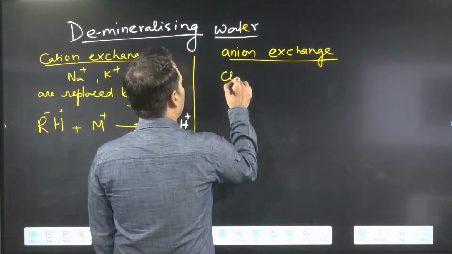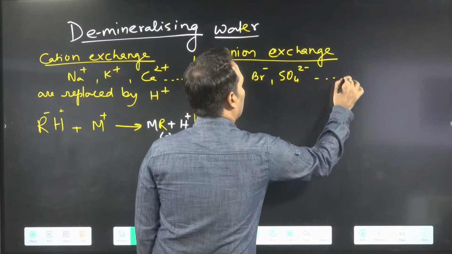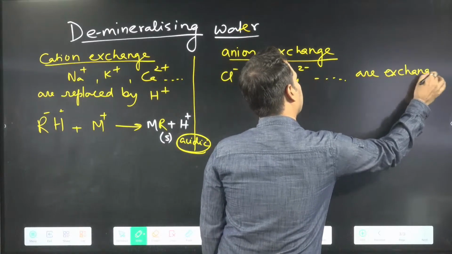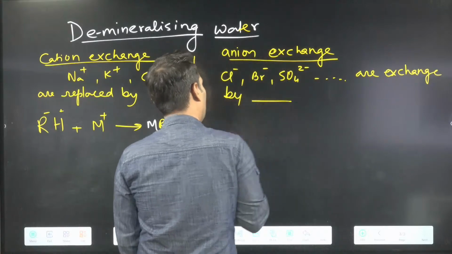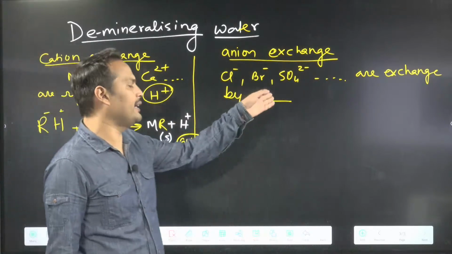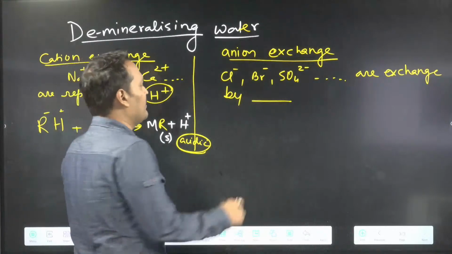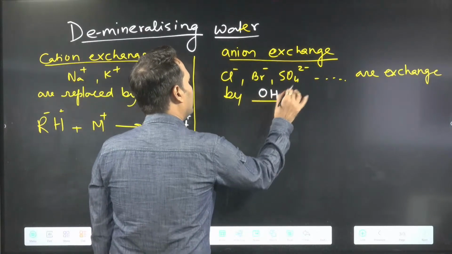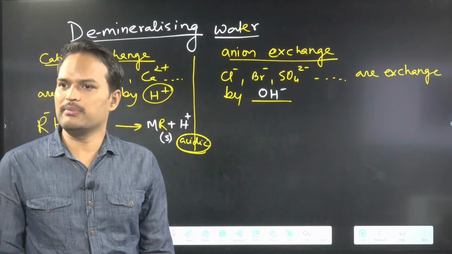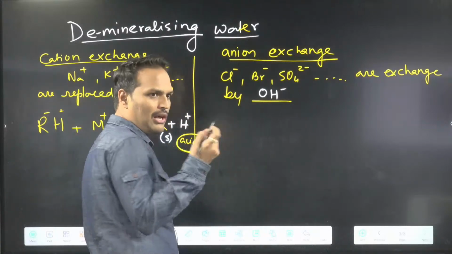Now we will say that Cl minus, Br minus, sulfate, etc. are exchanged by what? Can you guess? Here we were exchanging by H plus. Can you guess what I will write here? Exchange by OH minus. So again the same thing we have to do. Nothing new we have to do. Okay?